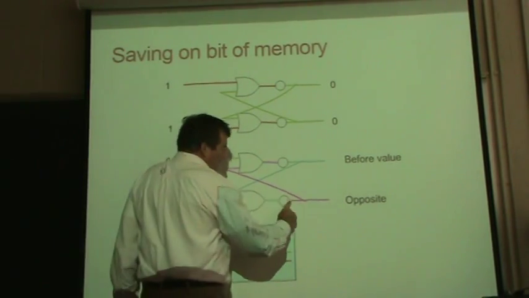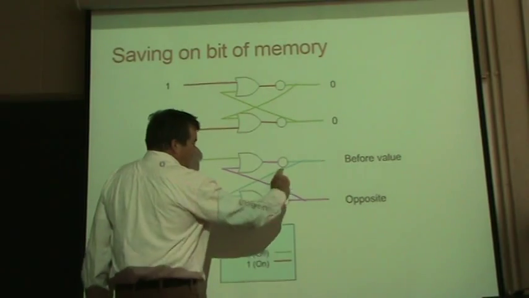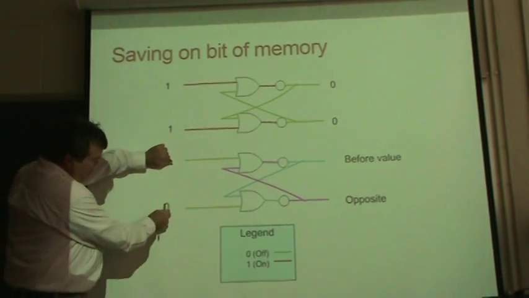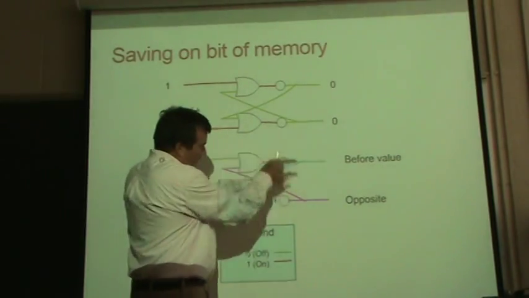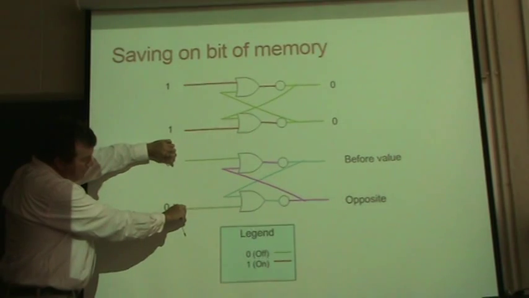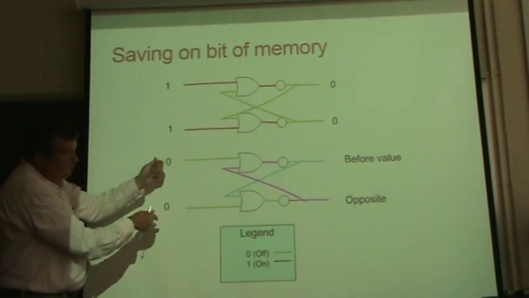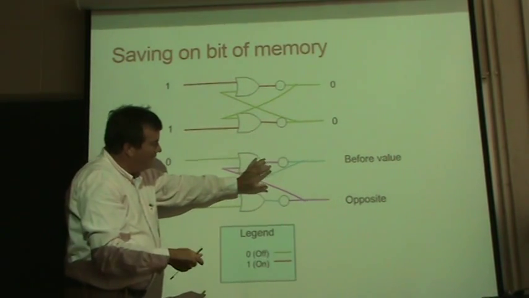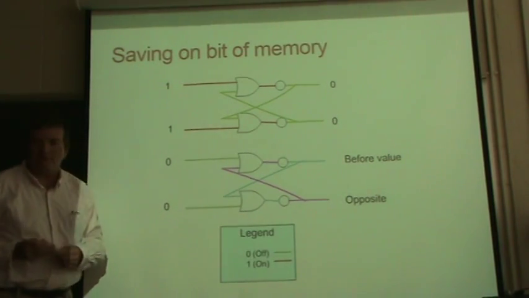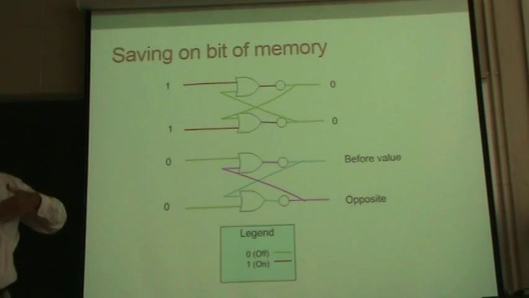Because let's say this means 1 and this means 0. If this was a 1 before, meaning I put a 1 here and a 0 here, let it flow through, that would go 1 here, 0 here. Now I set them both to 0. What does that do? It makes these two values freeze to whatever they were before.